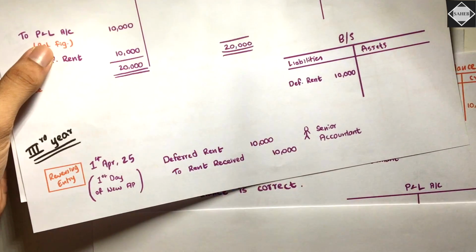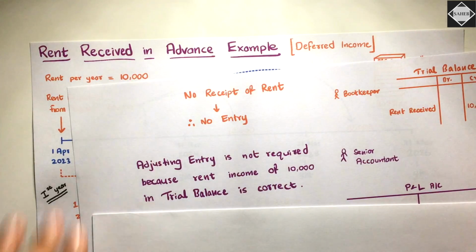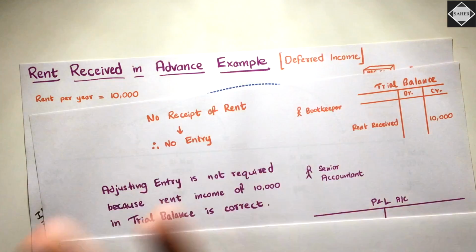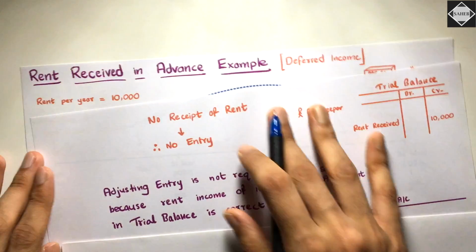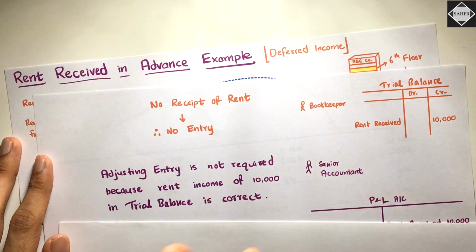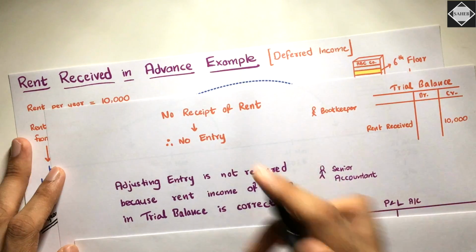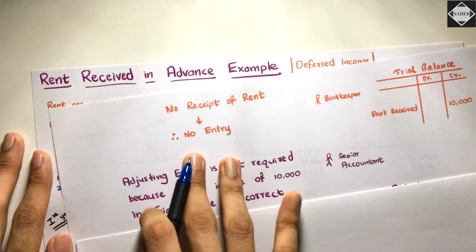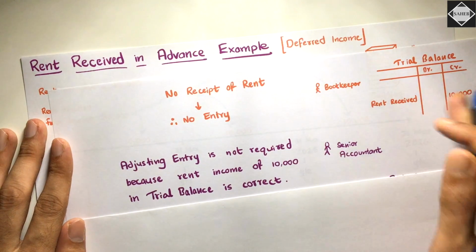So this will go to the T account and then the balancing figure will hit P&L, and in trial balance also it will appear, right? 10,000. Clear? And this is absolutely right now. Understand, no adjusting entry is required now. Why? Because see, only 10,000 is the rent now. So in trial balance of the third year, 10,000 is appearing, which is completely right. No adjustment is needed. Your transaction is getting finished over here. No receipt of rent, therefore no entry. It's already paid. So adjusting entry is not required because rent income of 10,000 in trial balance is absolutely correct.